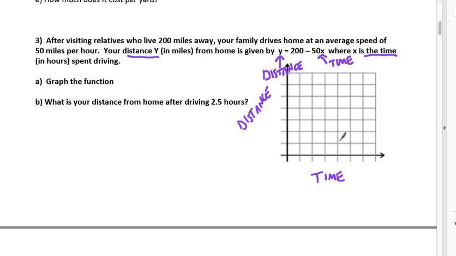Okay, and we're told to graph the function. And here's our equation again. And you're a little bit more used to seeing your equations when they look like y equals mx plus b. So if you like this better, just rearrange the equation. So we could put the negative 50x first, and then this is a positive 200 that we could put second.